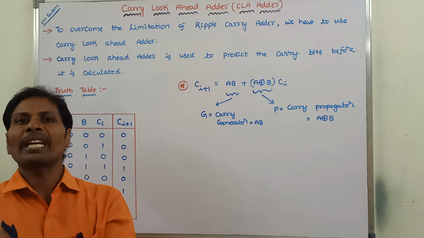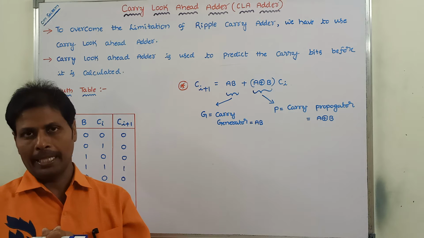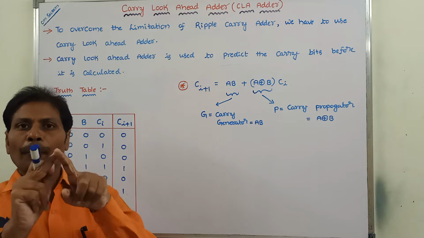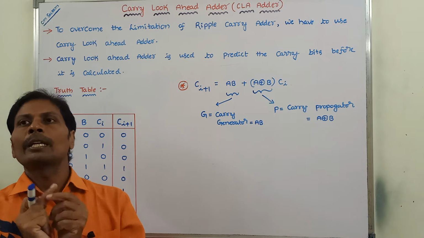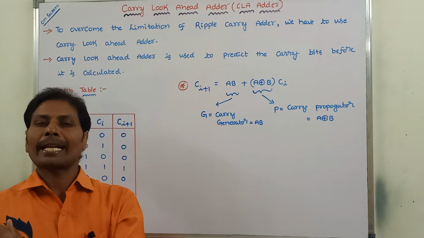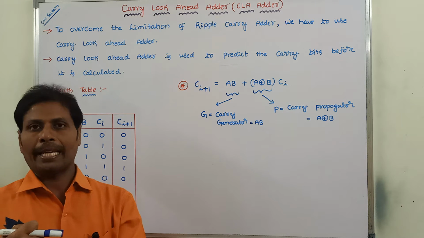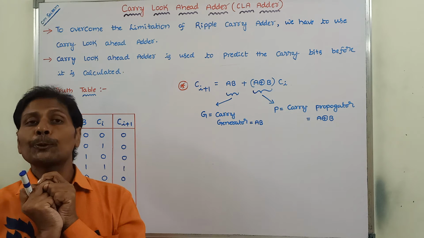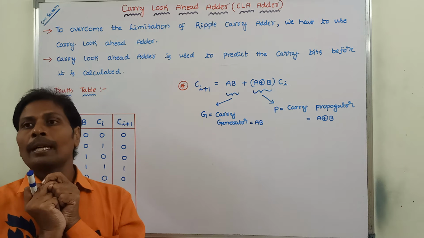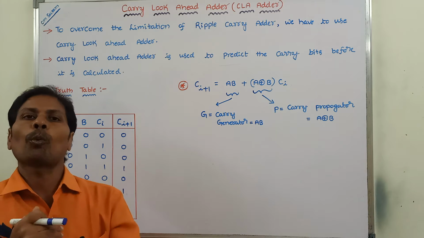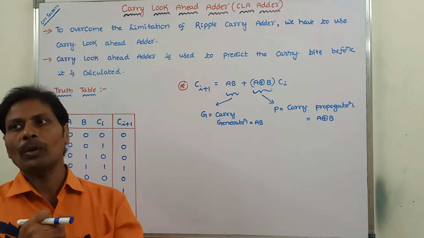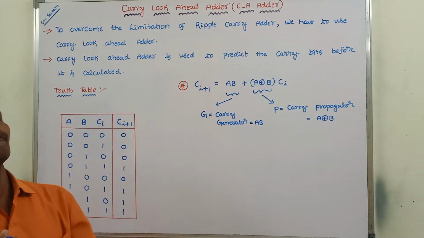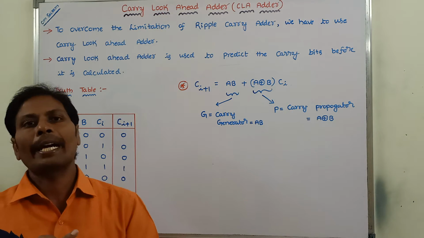This delay can be called propagation delay. This propagation delay is 30 nanoseconds. Suppose 4 full adders are there, then the total propagation delay is 120 nanoseconds. So to perform the addition operation between two 4-bit binary numbers, the propagation delay is 120 nanoseconds. To overcome that propagation delay, we have to use the carry look ahead adder.